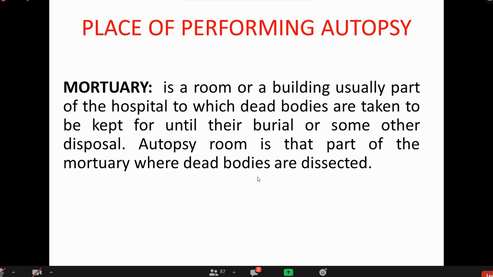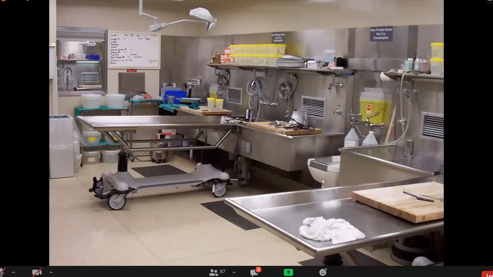Place of performing the autopsy, that is the mortuary, is a room or a building usually part of the hospital to which dead bodies are taken to be kept until their burial or some other disposal. Autopsy room is that part of the mortuary where dead bodies are dissected. Okay, these are the kinds of rooms there are, okay.